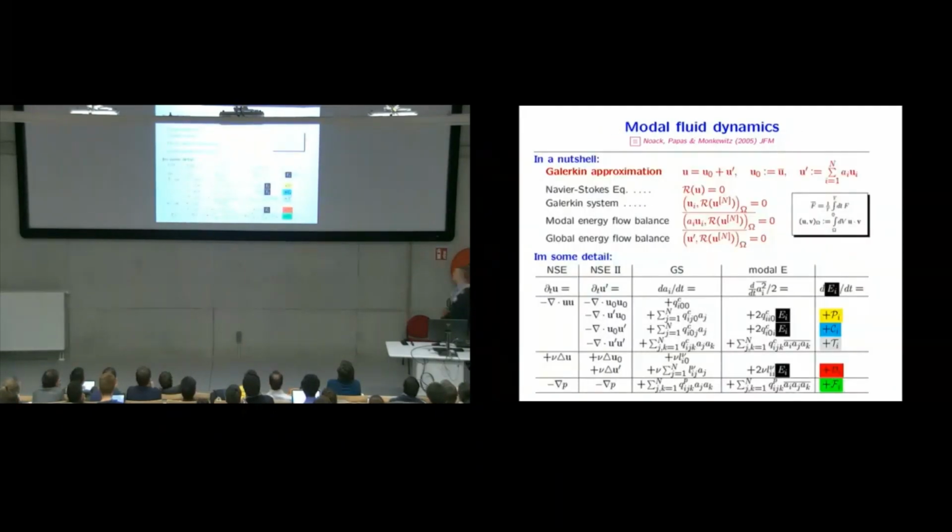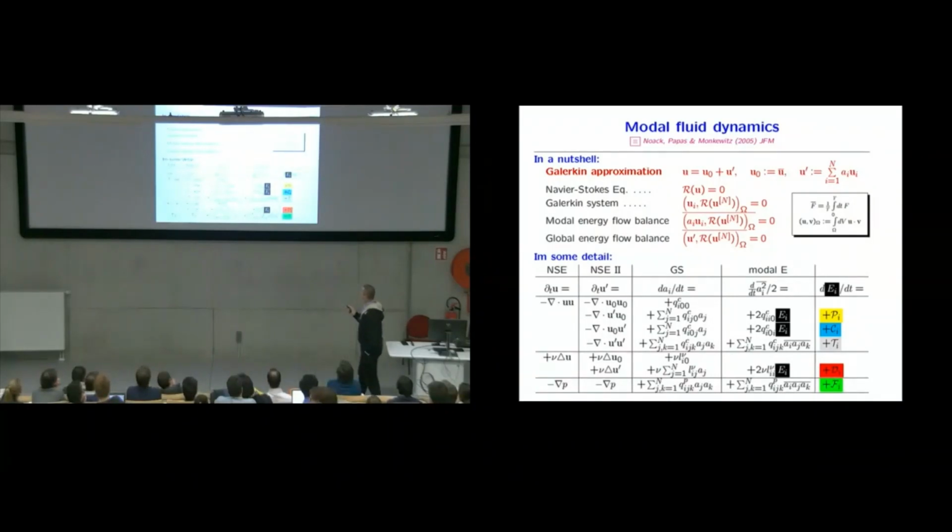And now you can do the same thing mode-wise, but what you have to do now, you have to expand U prime in terms of the Galerkin expansion. Instead of projecting this residual on U prime for the global energy balance, you project it on AIUI. And what you see immediately from the structure, if I'm adding up all these contributions here, then this becomes U prime. And essentially this gives a basis why we interpret this as a modal energy flow balance.